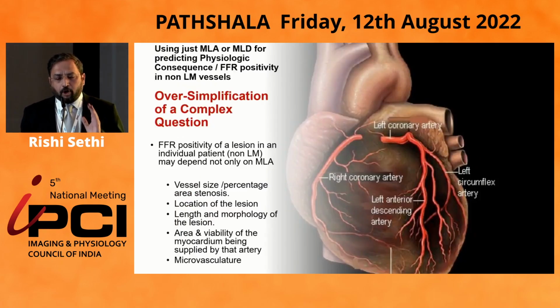But when you come to non-left main diseases, using just MLA or MLD to predict physiological consequence or FFR positivity is probably an oversimplification of a complex question. FFR positivity of a lesion in an individual patient may depend not only upon the MLA cutoff, but also upon the reference vessel size, thereby percentage area stenosis, the location of the lesion, whether proximal, mid, or distal in the artery, the length and morphology of the lesion, the area and viability of the myocardium being supplied, and of course the nature of the microvasculature. All these factors in combination will affect the physiological consequence in the FFR value, not just the MLA cutoff.